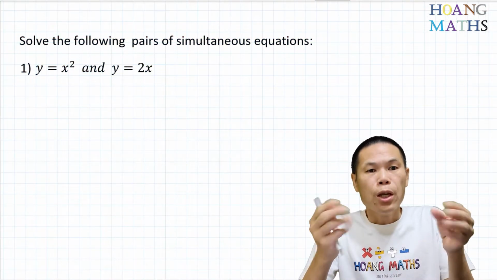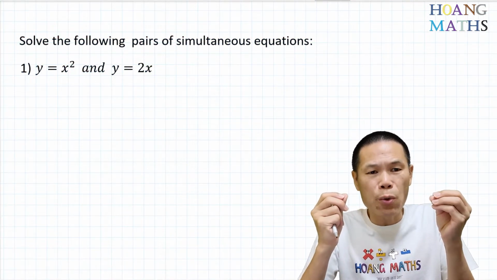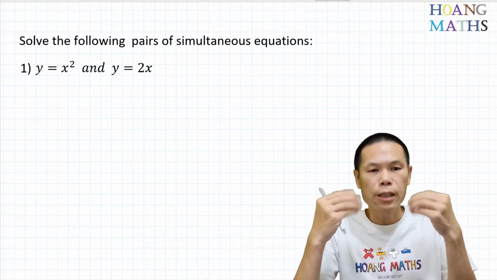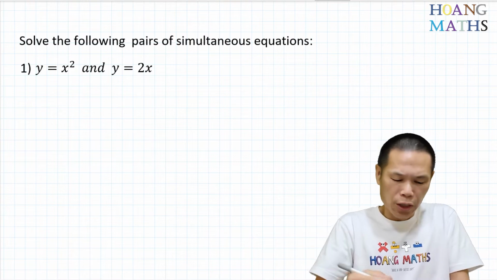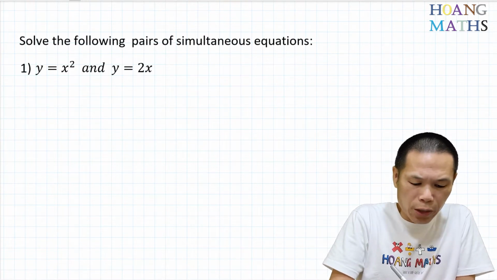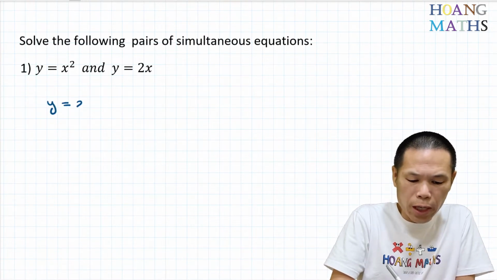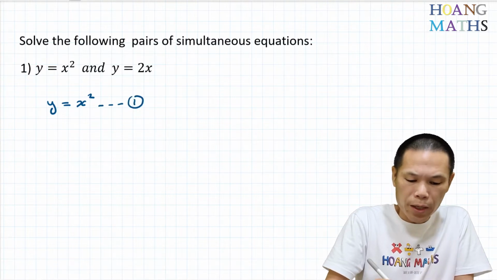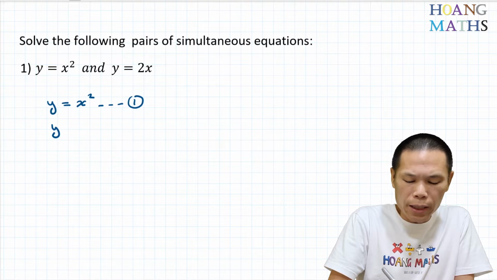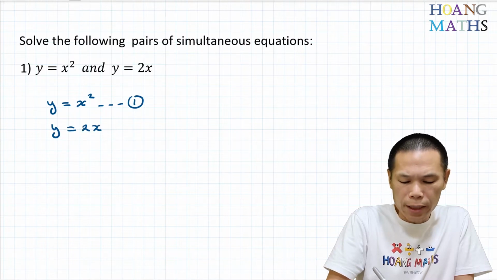First one, to solve this type of simultaneous equations, we need to use the substitution method. So let me just rewrite the equations out first. So y is equal to x squared. So let's name this equation number 1. And then we have y is equal to 2x. And let's name this equation number 2.